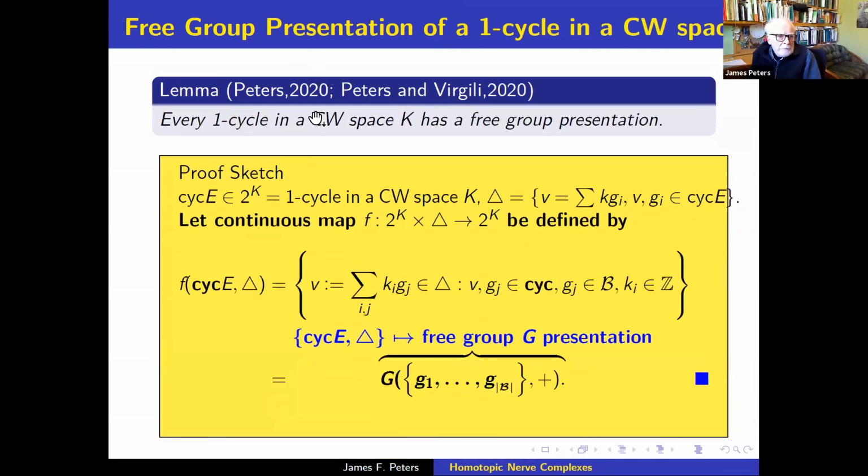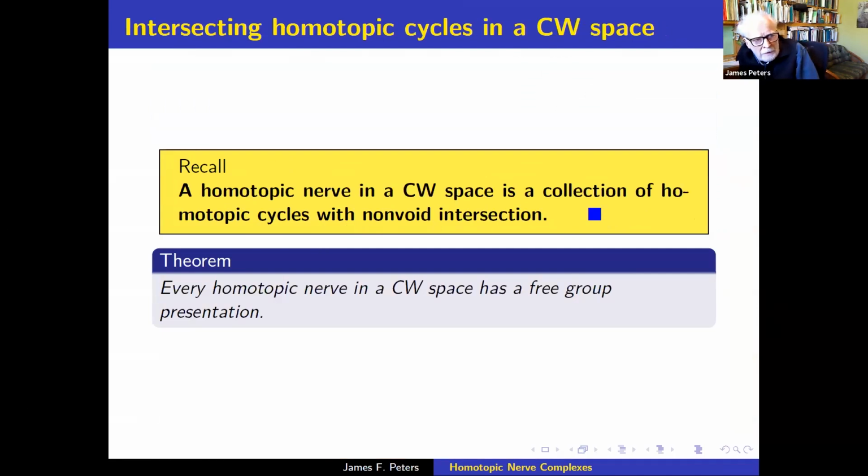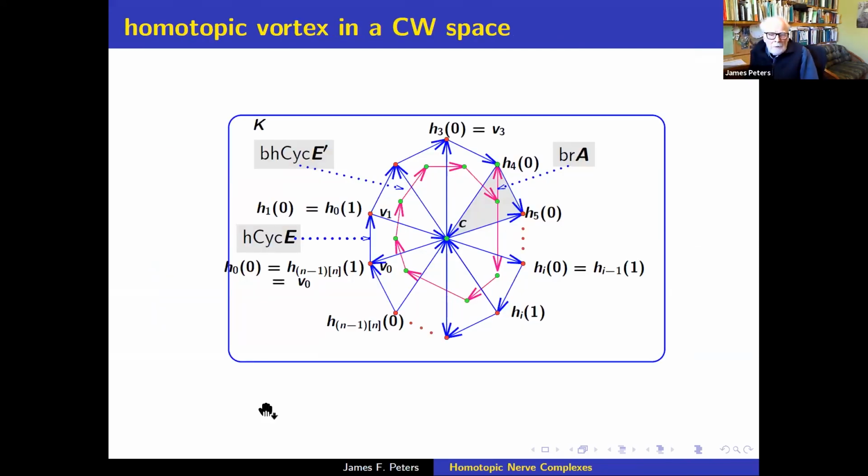Okay, then the next one is that I can now introduce homotopic nerves. A homotopic nerve is a collection of homotopic cycles with a non-void intersection. And we have the easy to prove theorem that every homotopic nerve in a CW space is a free group presentation. And we get that easily by rewriting the proof sketch that I gave just a minute ago. And here's an example. Notice there's one change in the earlier drawing: I've introduced a homotopic mapping from a vertex on the inner homotopic cycle to a vertex in the outer homotopic cycle, and I call that a bridge homotopy, a homotopic edge.